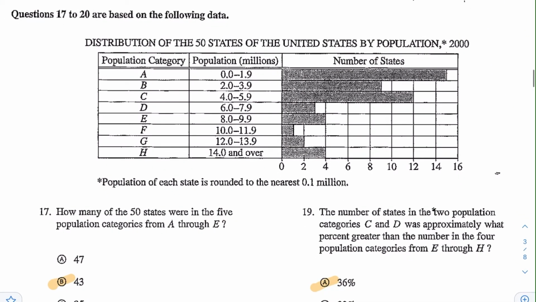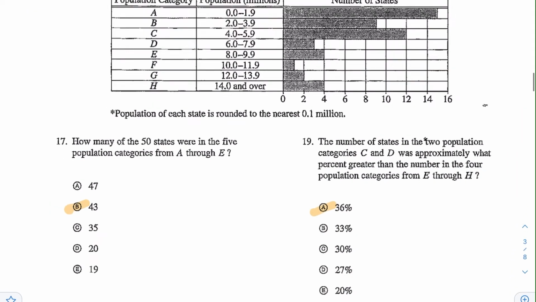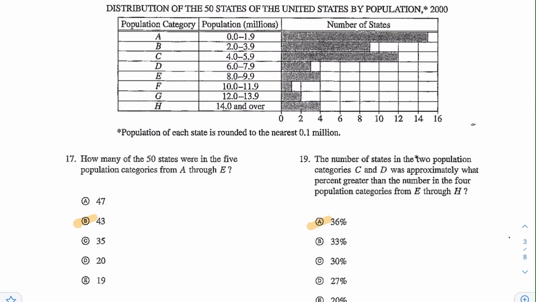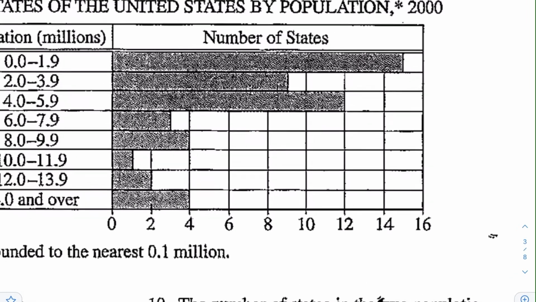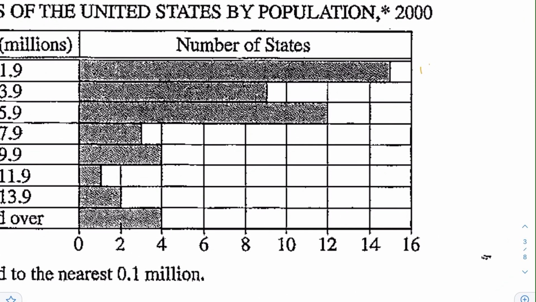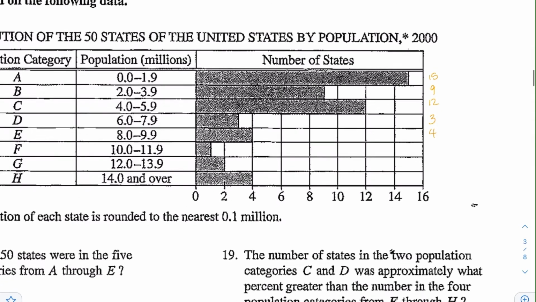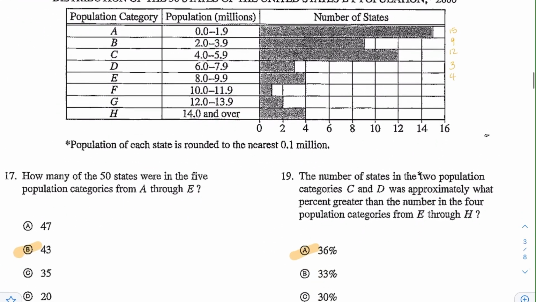Okay, questions 17 to 20 are based on the following data. So for number 17, how many of the 50 states were in the 5 population categories from A through E? So from A through E, when you read this bar graph, you just have to add these numbers. So the first one is 15, the second one is 9, the third one is 12, the fourth is 3, the fifth is 4, and those are the only ones that you add.